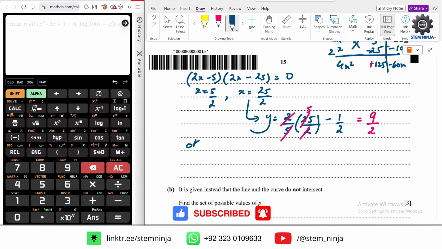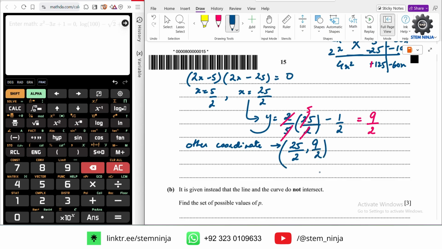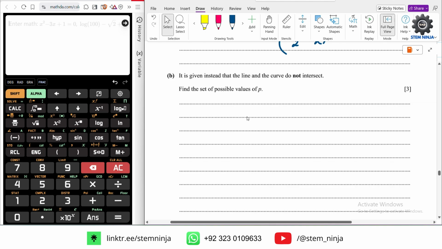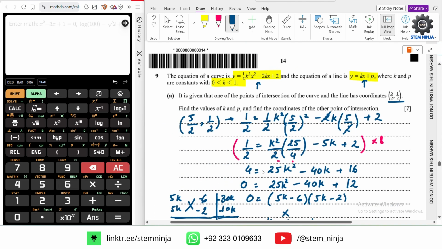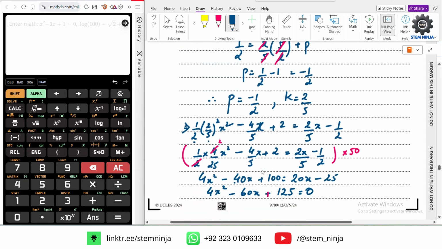So the other coordinate is 25 over 2, 9 over 2. Okay, it is given instead that the line and the curve do not intersect. Find the set of possible values of p. Okay, so this means that the previous condition that we had is now not used.